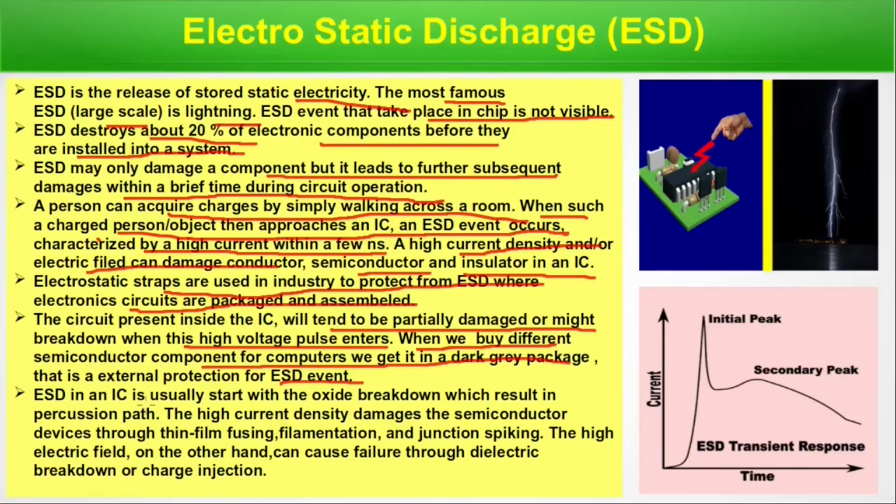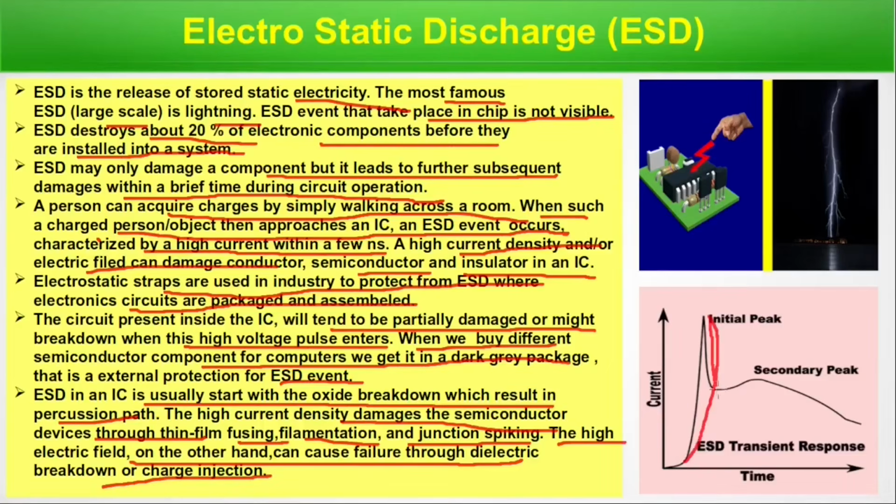ESD in an IC usually starts with oxide breakdown, which results in a percussion path. The high current density damages the semiconductor devices through thin film fusing, filamentation and junction spiking. The high electric field, on the other hand, can cause failure through dielectric breakdown or charge injection. So ESD is a very prominent condition where a device might get damaged. Within a very short period of time, huge current flows.